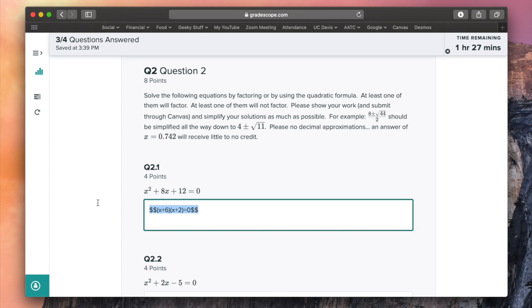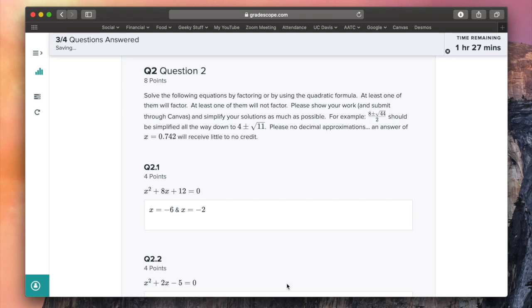So we can write our answers real easy. You could probably just write them as negative 6 and negative 2 if you wanted to, right? That would be fine. Or if you want to be a little fancier, you can write x equals, right? But as long as you get the two numbers that are the answers, that's perfectly fine.